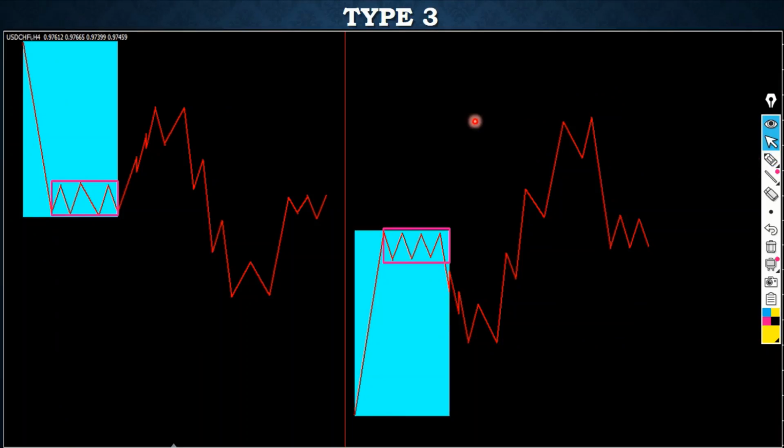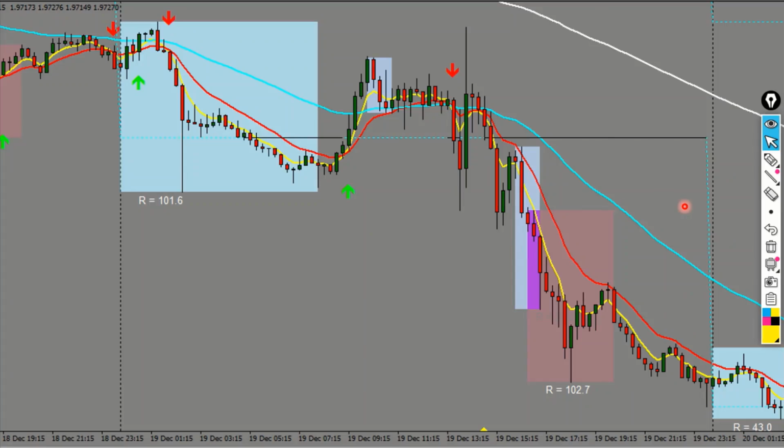What can I say about a type 3 again? For type 3s and type 2s, they are much easier to see if the Asian range is greater than 50 pips. If you do your homework, you will see that these things are much easier to see with a blown out Asian range. So let's move forward to our type 3 in here.